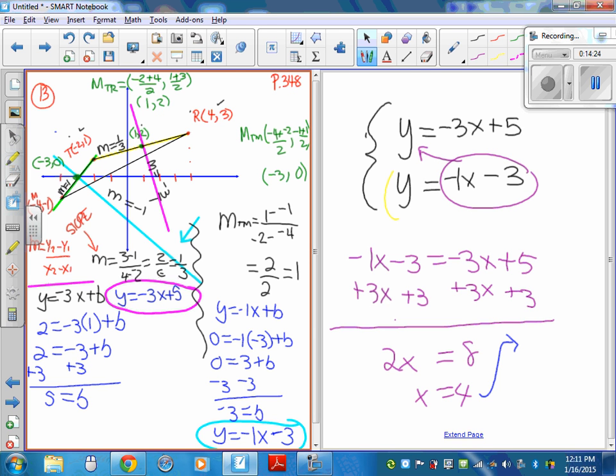This is like Algebra 1, one whole 2 months of Algebra 1, and then some geometry added in. I'm not finished though because I still have to find y.